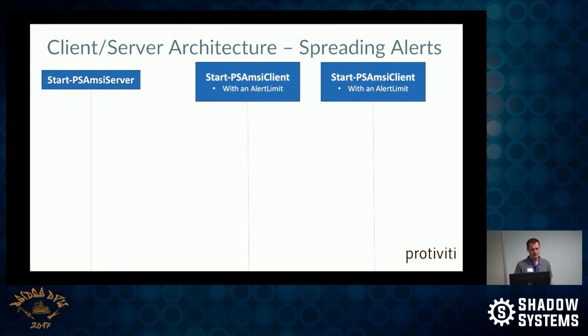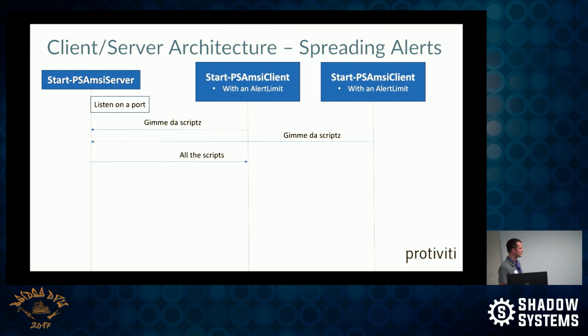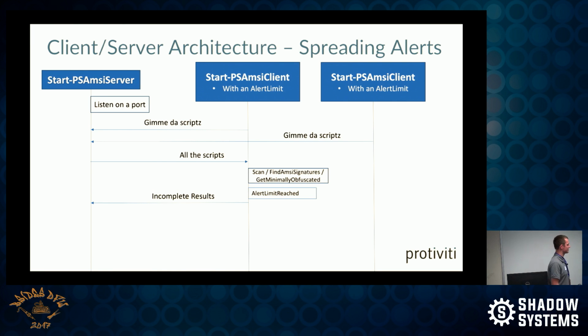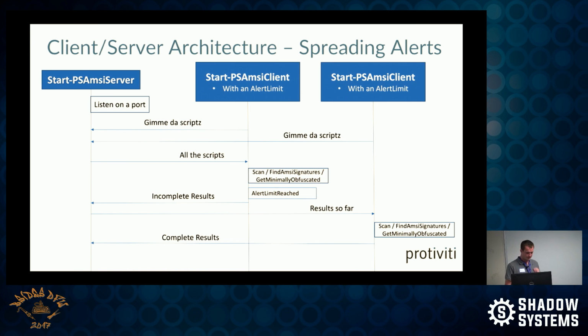The way you do that is you just start up multiple clients, but all with an alert limit. Same thing happens. The clients connect back. The server sends the scripts to the client. It tries to do all the requests that you've asked of it, but then it's going to run out of alerts. It's going to reach that alert limit you specified, and it's going to send back incomplete results to the server, and the server is going to inform the second client of the progress of the first client, and the second one will pick up where that one left off, scanning and obfuscating, and send back the complete results to the server, and again the output comes on the server side.